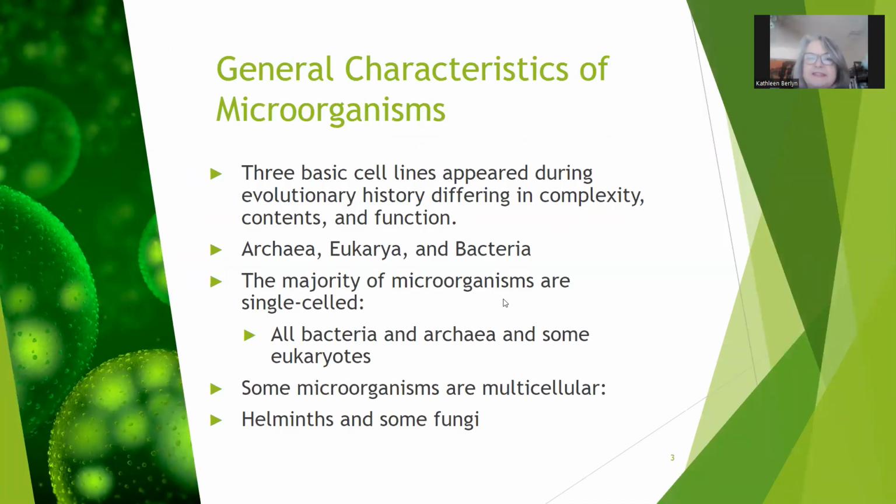The 3 basic cell lines are the archaea, the eukarya, and the bacteria. And they differ from each other in how they're constructed, what they have, and how complex they are, and that sort of thing. And they appeared at different lines in evolutionary history, as we saw earlier in one of the earlier presentations.